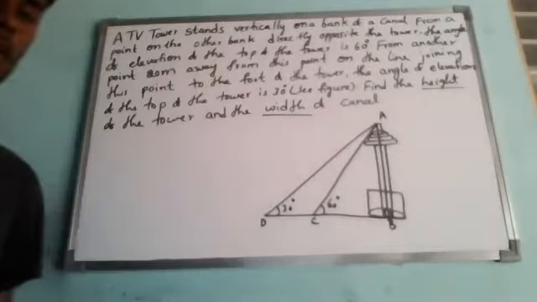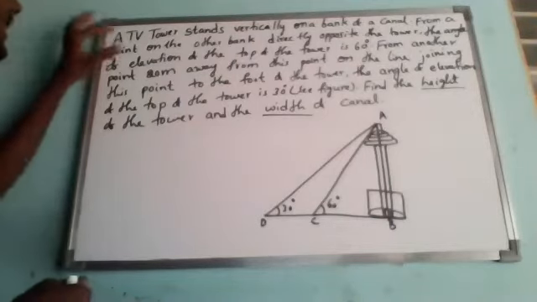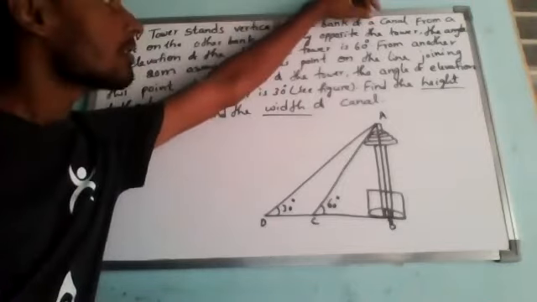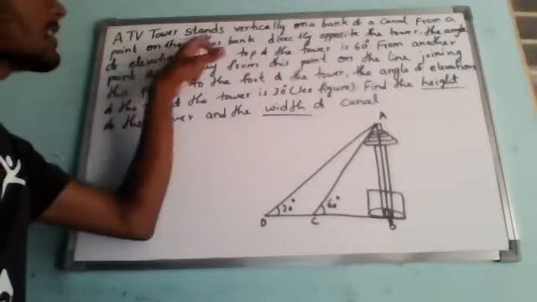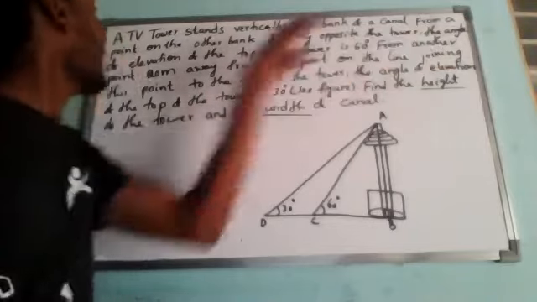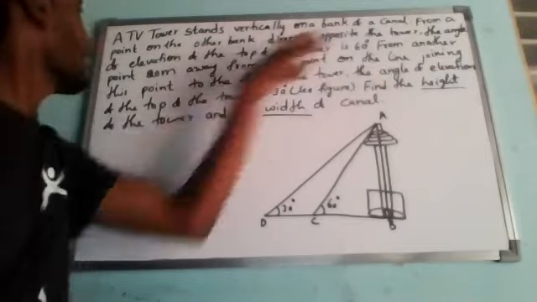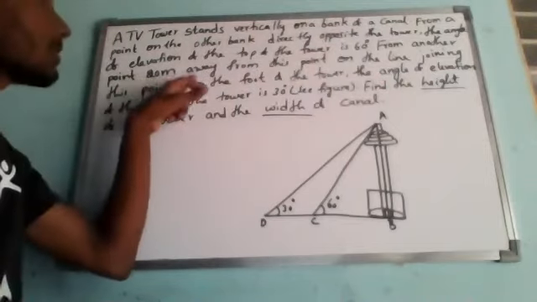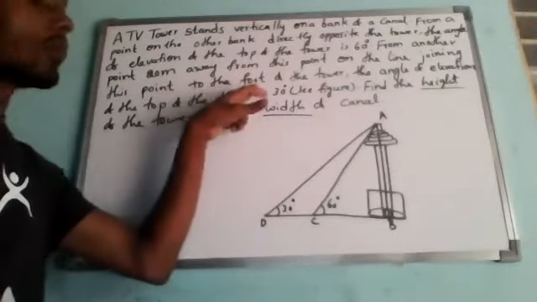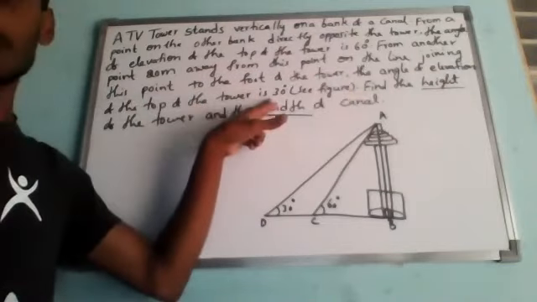Good morning, children. In today's class, we are going to study the next problem. A TV tower stands vertically on a bank of a canal. From a point on the other bank directly opposite to the tower, the angle of elevation of the top of the tower is 60 degrees. From another point 20 meters away from this point, on the line joining this point to the foot of the tower, the angle of elevation of the top of the tower is 30 degrees.